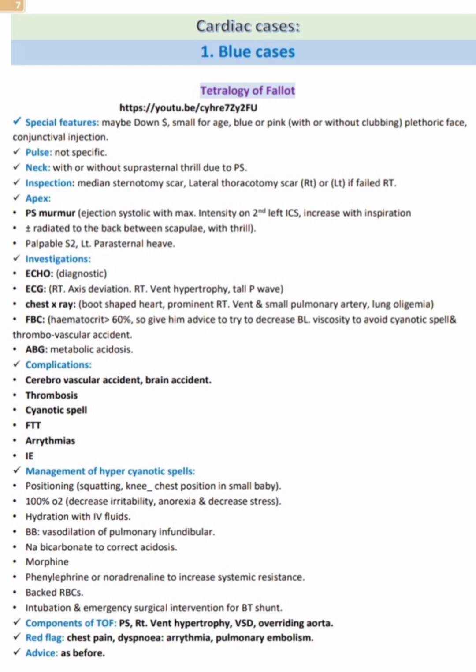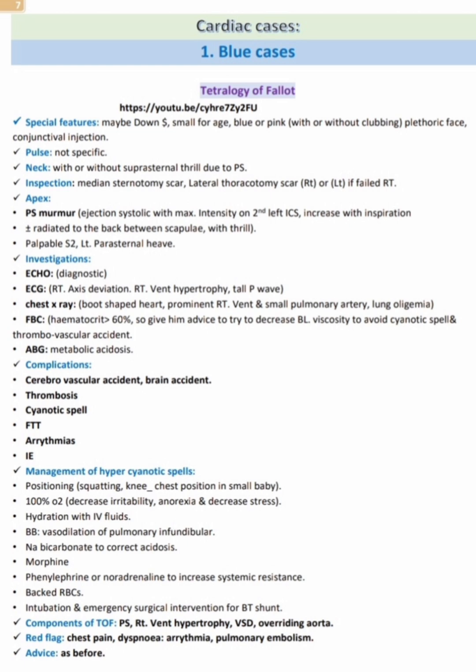First, when we enter the room, we look for any special features, like maybe Down syndrome, whether the child is small for age, blue or pink with or without clubbing, plethoric face and conjunctival injection. In this patient, cyanosis was present. Pulse is non-specific, neck with or without suprasternal thrill due to pulmonary stenosis. On inspection, we find a median sternotomy scar or lateral thoracotomy scar, right or left if repaired. So there is a scar mark present.